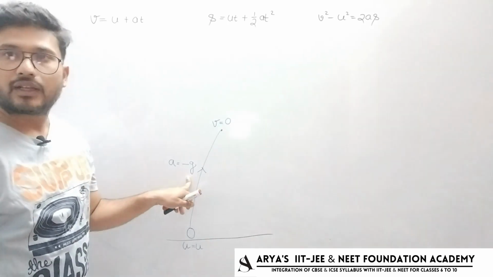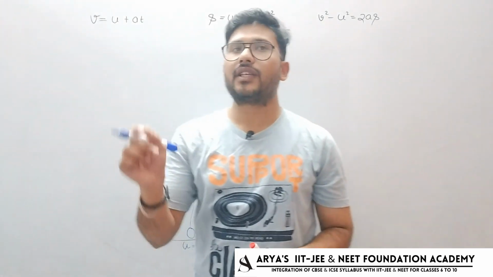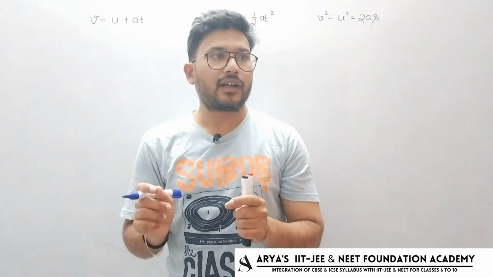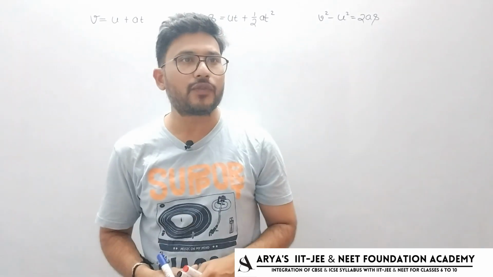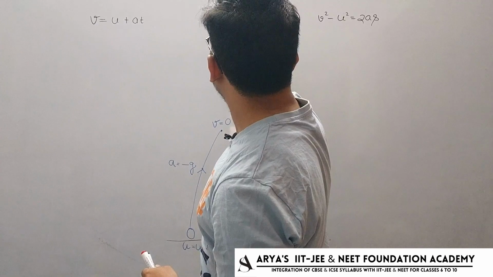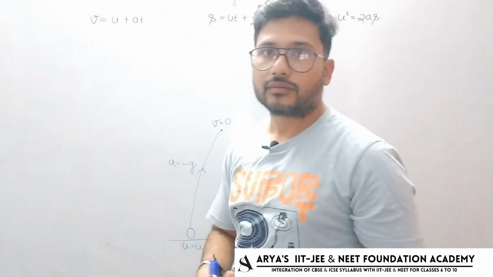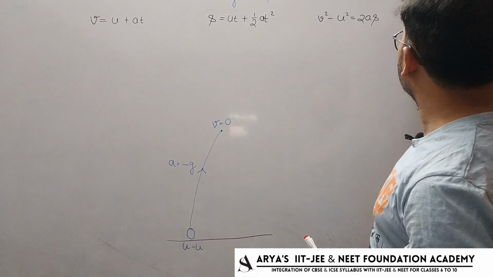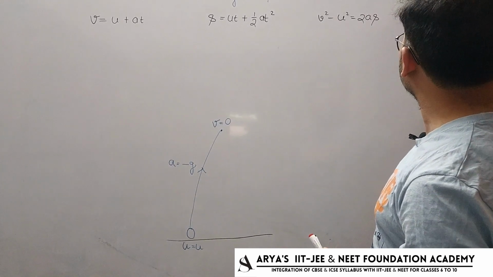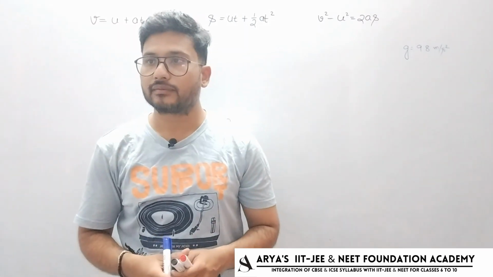g is not for gravitational force. a is for acceleration, g is for acceleration due to gravity. You have to say it in full. a for acceleration, g for acceleration due to gravity, and there is a value for g. g value is 9.8 meter per second square. Approximately 10 and accurately 9.8.